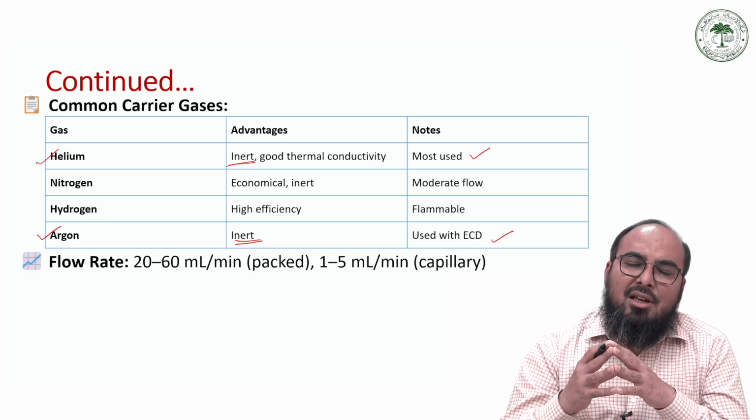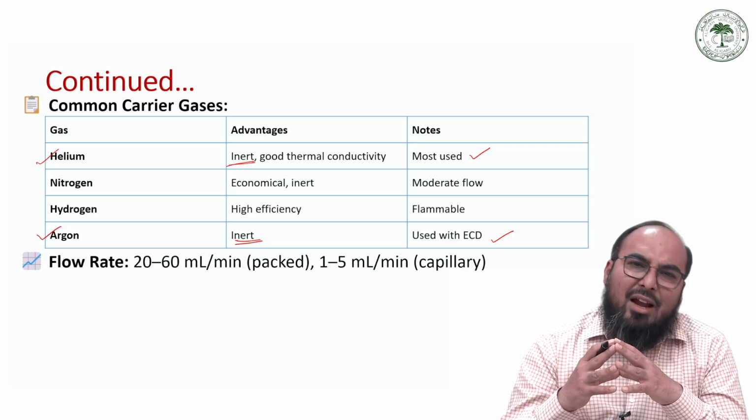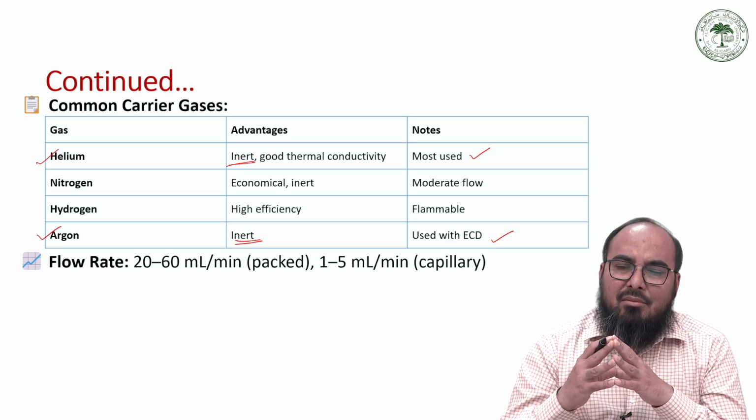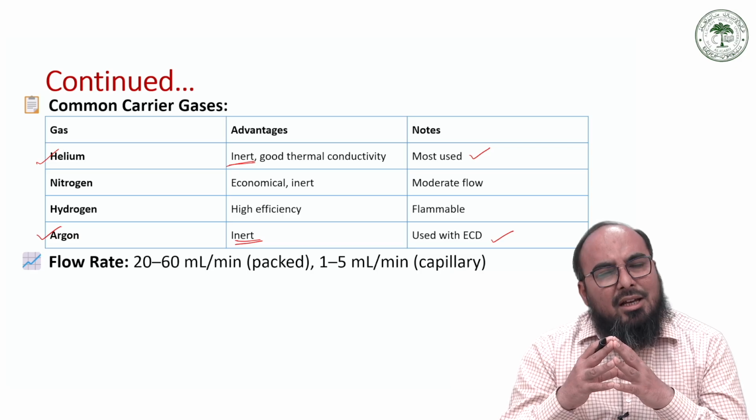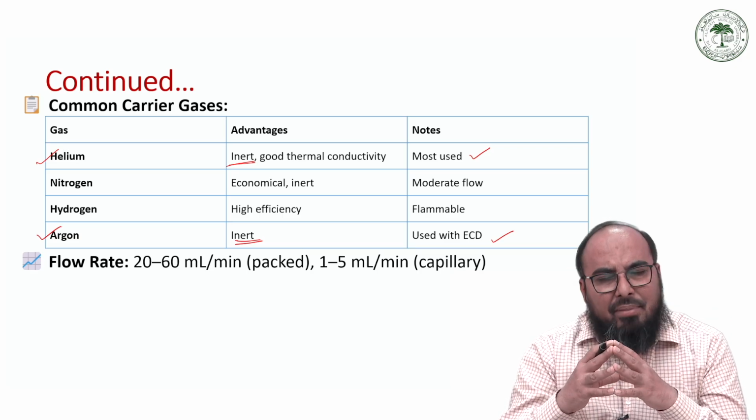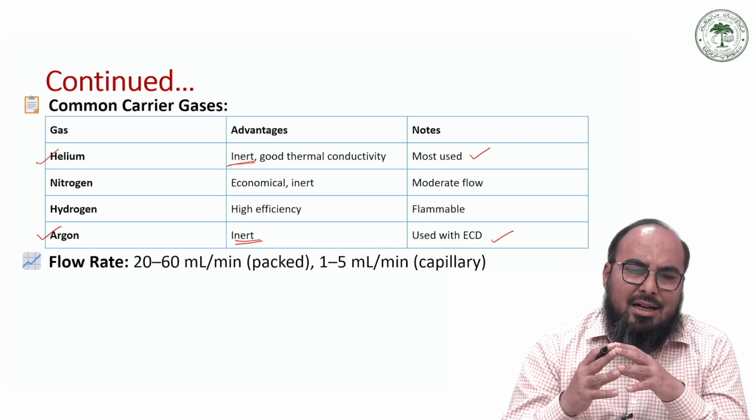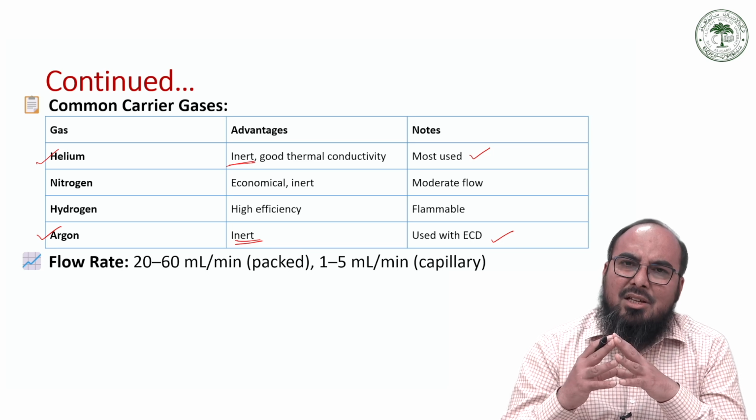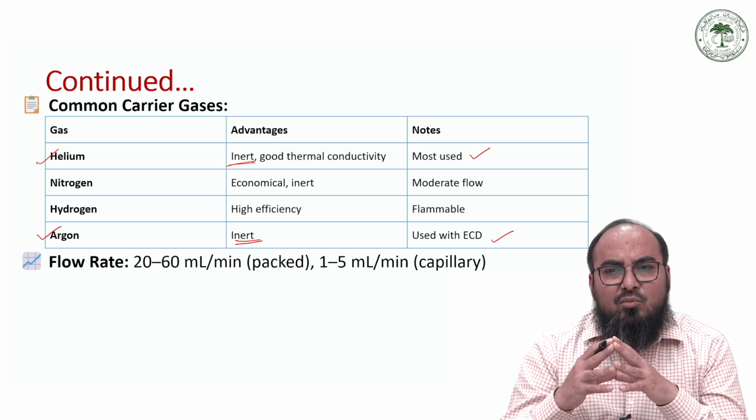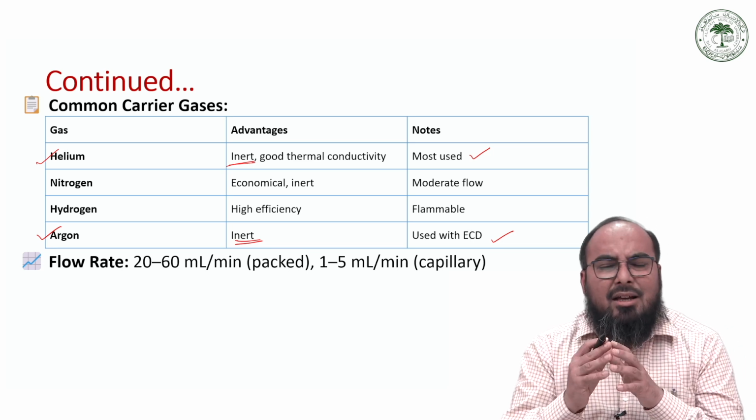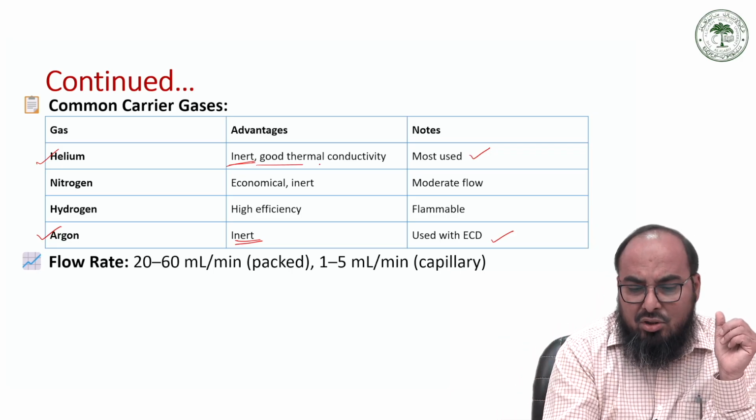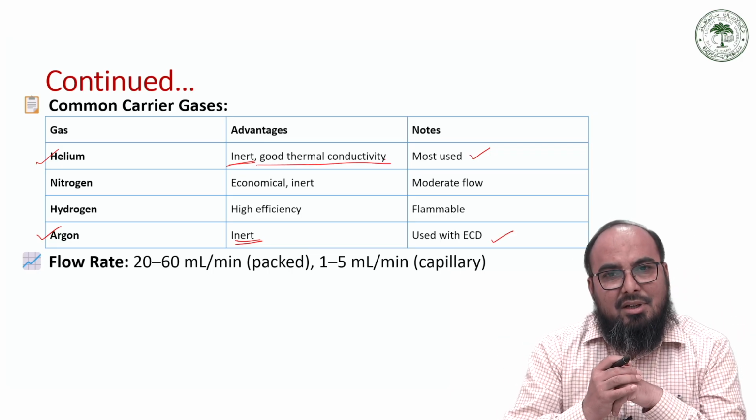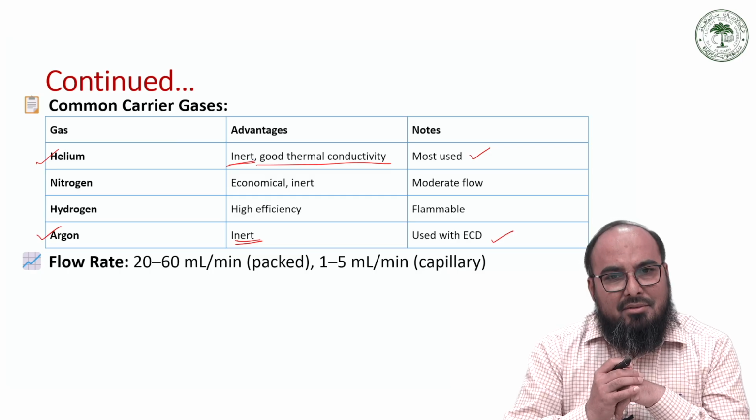We are going to study 3 or 4, maybe 5 detectors in the coming slides, because each detector is specific to a certain set of organic compounds, to a certain set of inorganic compounds, to a certain set of pesticides. So helium and argon are the best ones, and you can see that helium has good thermal conductivity also. Another feather in the cap.